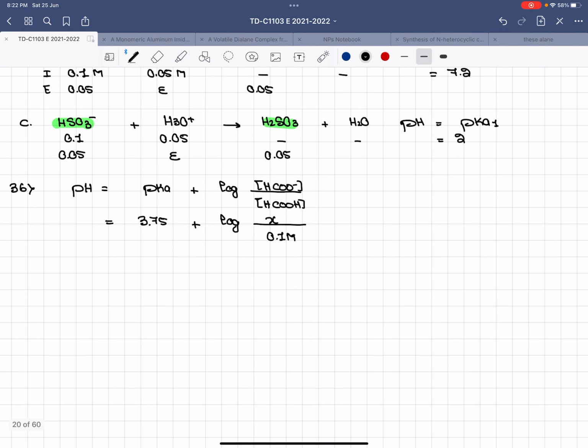So we didn't actually have to calculate, okay? We didn't actually have to calculate. We can directly say that X is equal to HCOOH, equal to 0.1 molar. It's very easy. This is a buffer where the conjugate base is equal to the acid. Part B.